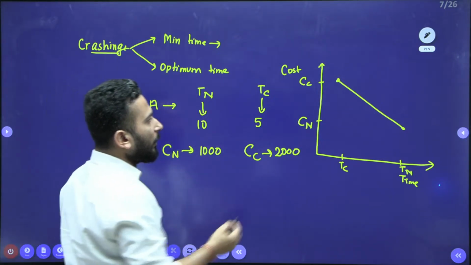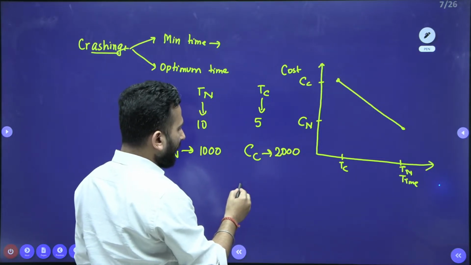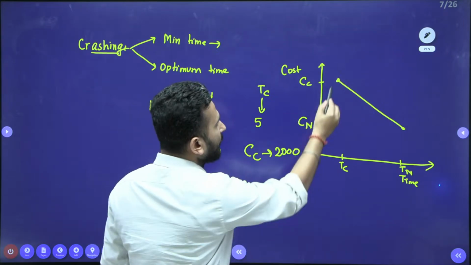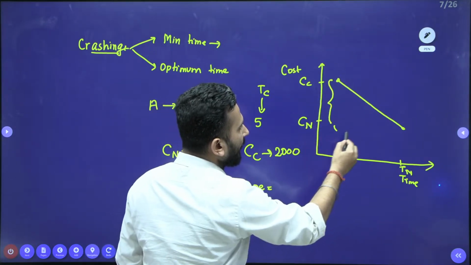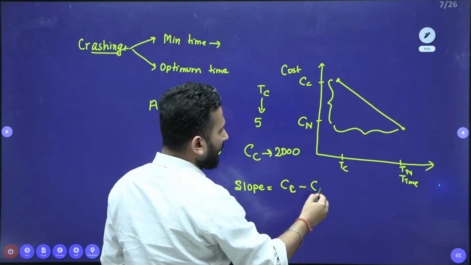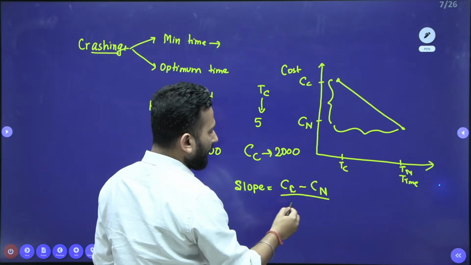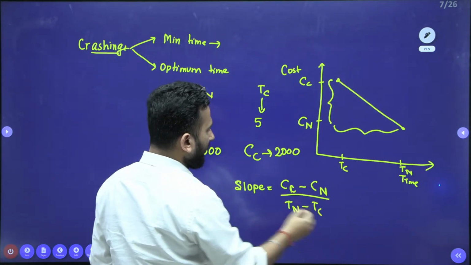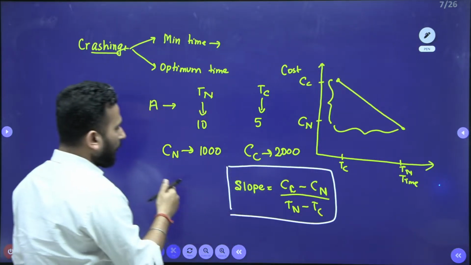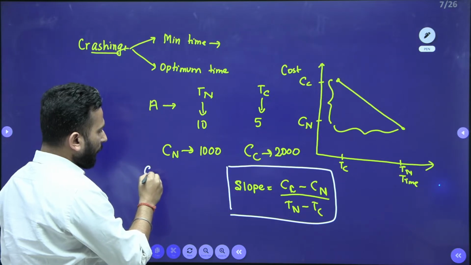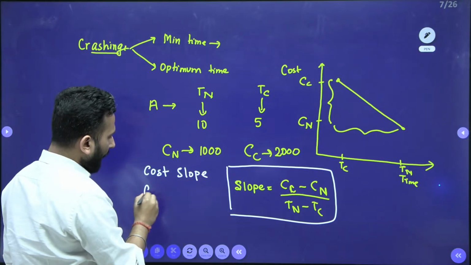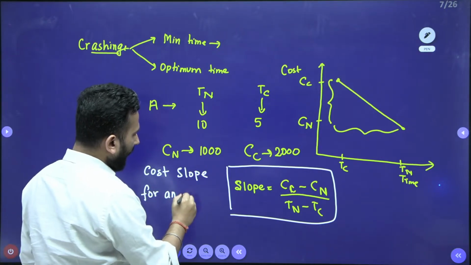So if I ask you what is the slope of this line, you will tell me, sir, slope is dy divided by dx. So what is dy? Cc minus Cn divided by Tn minus Tc. And this, my dear friends, is nothing but your cost slope. It is the cost slope for an activity.